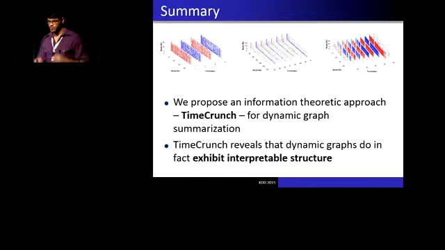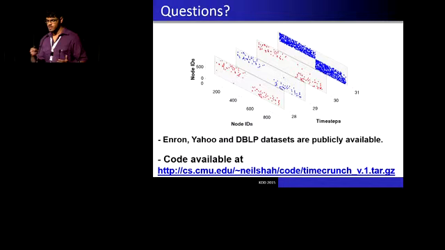Just to summarize, we propose an information theoretic approach for dynamic graph summarization here. Our approach reveals that dynamic graphs have interpretable graph structure. I'll take any questions. These data sets are publicly available, and the code is also available.